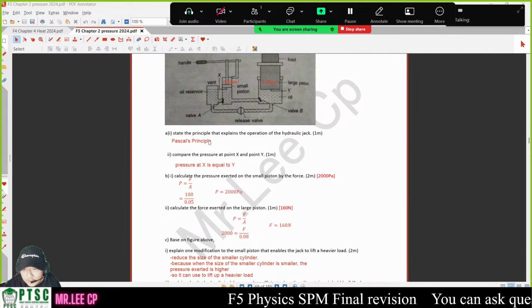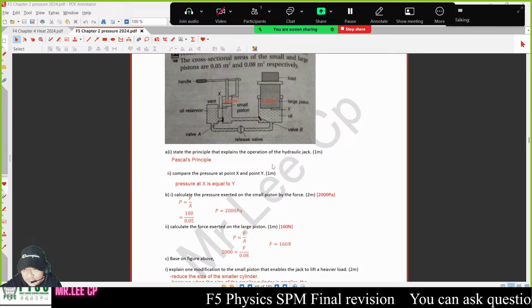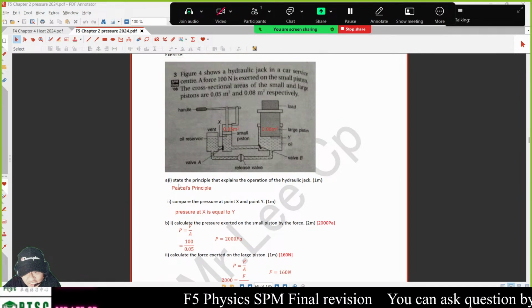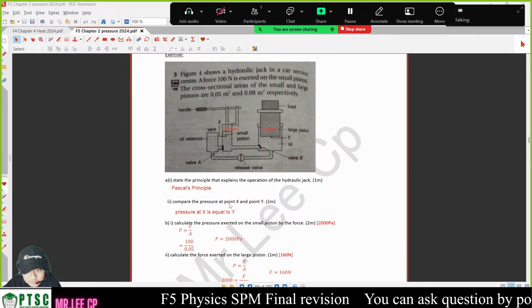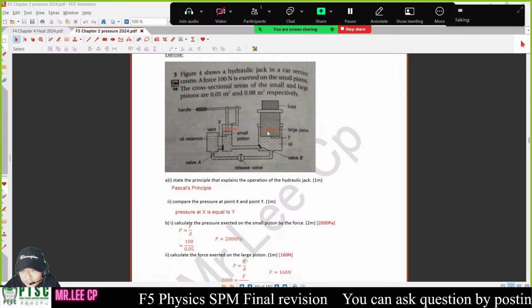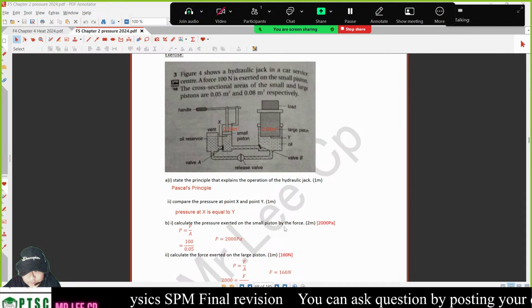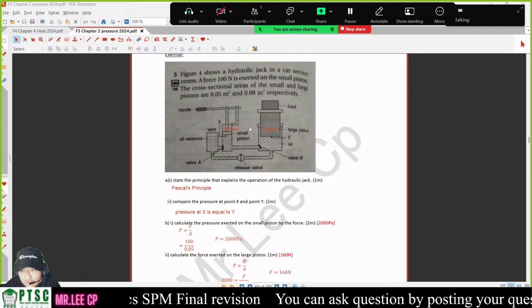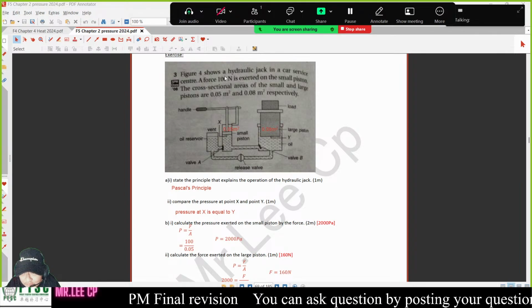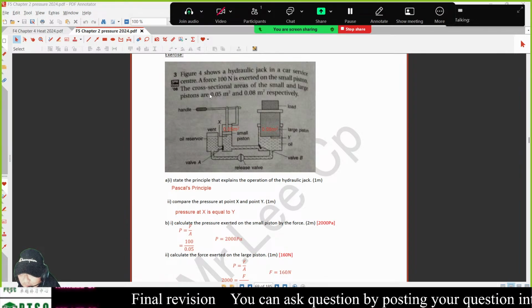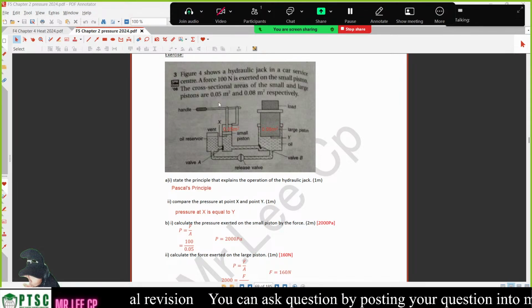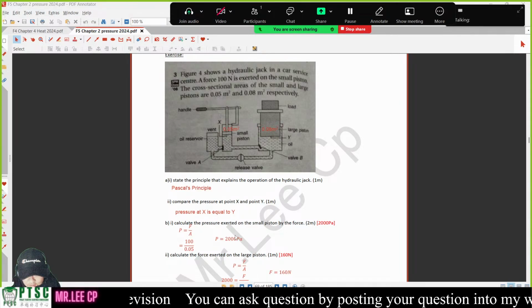State the principle that explains the operation of the hydraulic jack. This is called Pascal's principle. Compare the pressure at X and Y: it is the same. Calculate the pressure. Pressure is force over area. Force is 100, smaller piston, area 0.05. 100 divided by 0.05, you get 2,000.